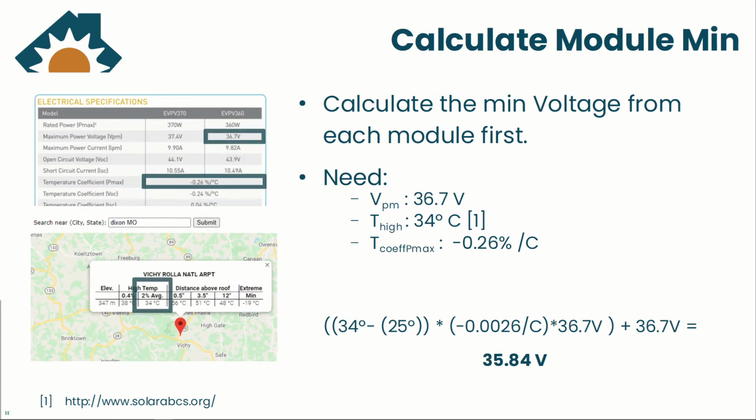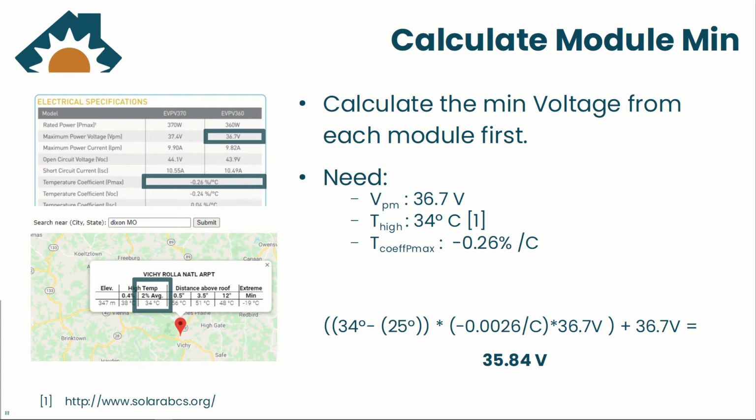Now let's calculate the minimum voltage for our area. This will be determined by the module and the hottest weather in your area. The module data we will focus on here are the maximum power voltage and the power temperature coefficient. Our VPM for this module is 36.7 volts, and the temperature coefficient is negative 0.26% per Celsius. Again, I used solarabcs.org to get my lowest and highest temperature data. Here, the highest is 34 degrees Celsius near Dixon, Missouri.